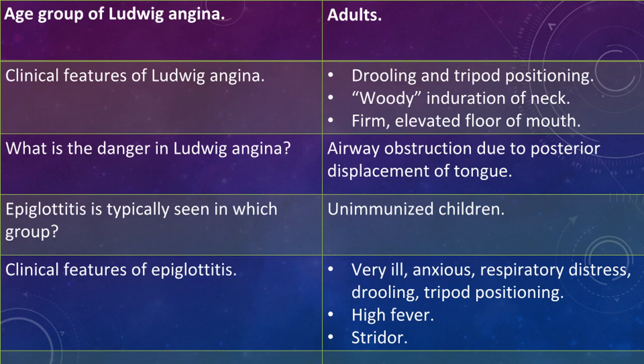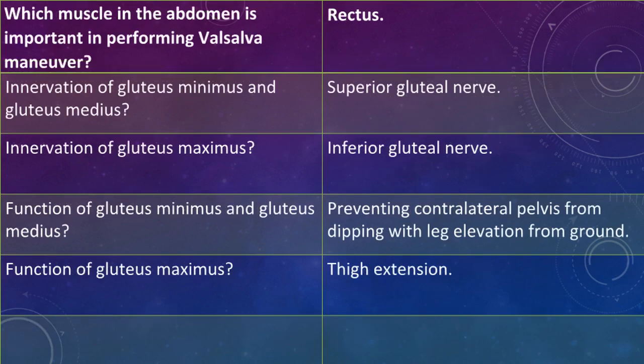Epiglottitis is typically seen in which group? Unimmunized children. Clinical features of epiglottitis. Very ill, anxious, respiratory distress, drooling, tripod positioning. High fever. Stridor.